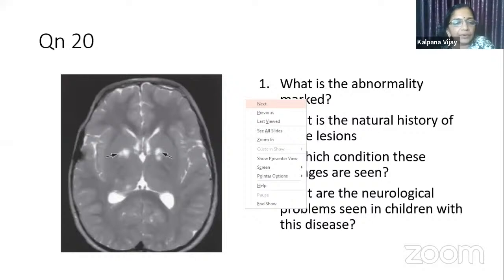In skin, you can get neurofibroma, you can get plexiform neurofibroma, which can turn malignant into neurofibrosarcoma. The finding in the eye is the Lisch nodule.